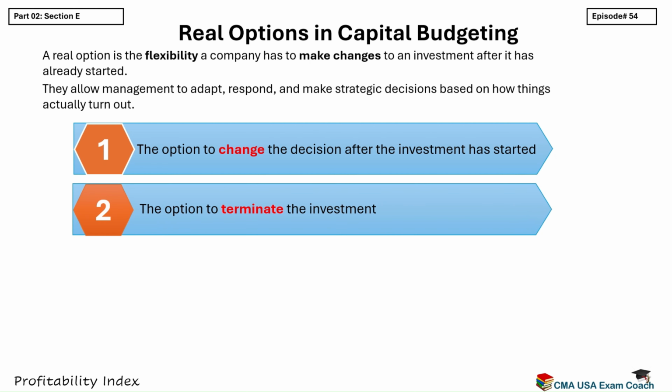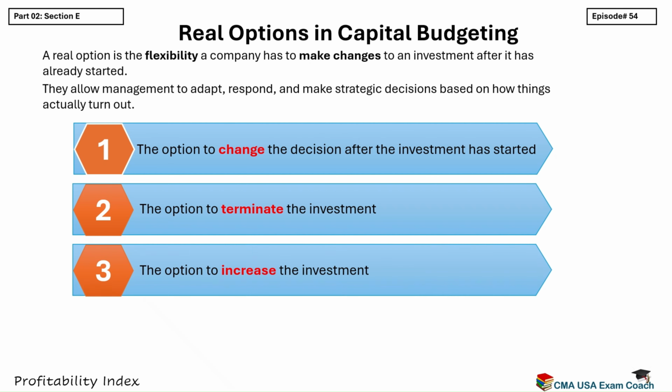The second is the option to terminate the investment. If the project is not performing as expected, the company can stop it early to prevent further losses. For instance, if a new product launch is failing, management may decide to cut the project rather than continue spending.